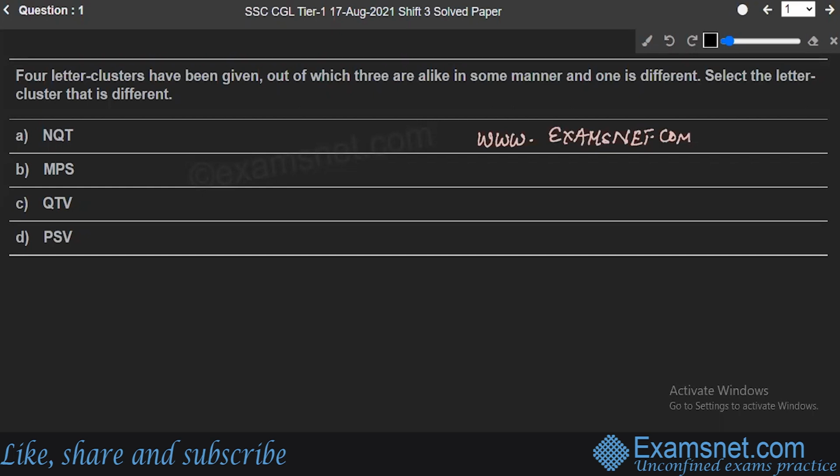So talking about this paper, as usual it is going to have about 100 questions, each from mathematics, English, GK, and mental ability. So around 25 questions from each section, and most probably we are going to have English at the last. And actually, there's no particular sequence for the sections as such.